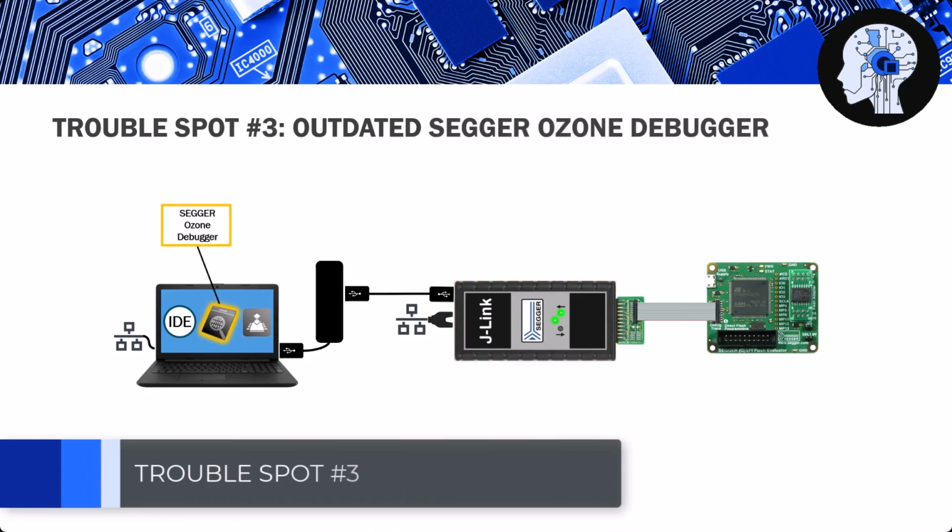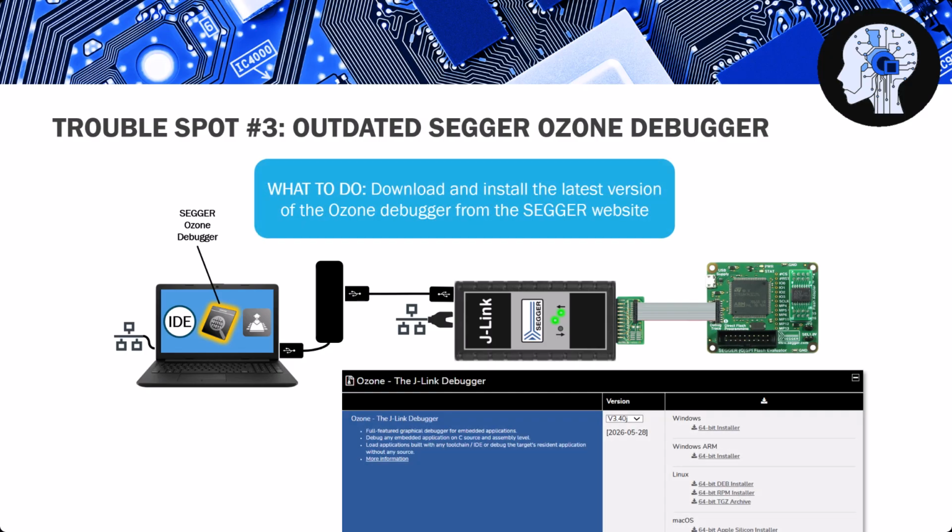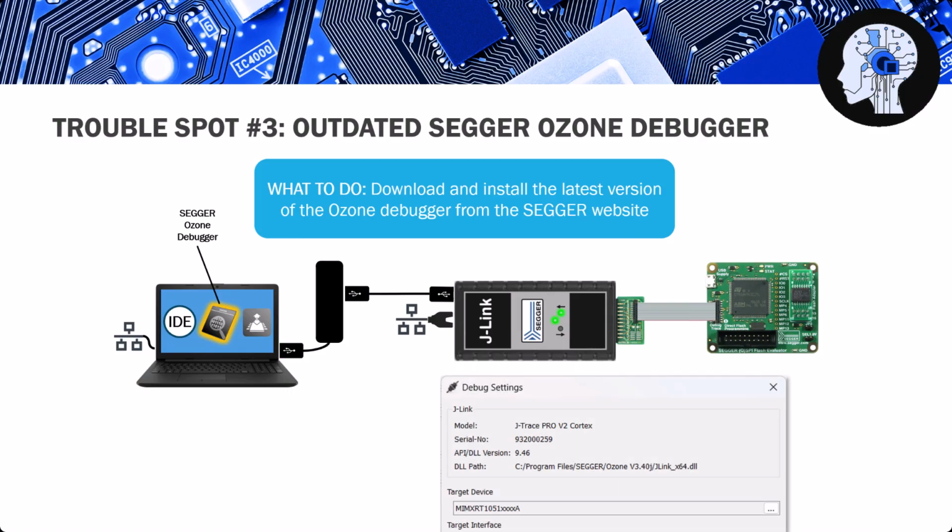If you're debugging with the SEGGER Ozone debugger, you could potentially be using an outdated version. New features and improvements are added frequently, so make sure to download, install, and use the latest Ozone version from the SEGGER website. Also, Ozone comes with its own instance of the J-Link DLL. If your Ozone version is outdated, you might inadvertently be using an outdated version of the J-Link DLL during debugging. During a debug session, Ozone shows you the J-Link DLL version it is using and where it is located on your computer in the debug settings, so you can double-check which version of the J-Link DLL you're actually working with.